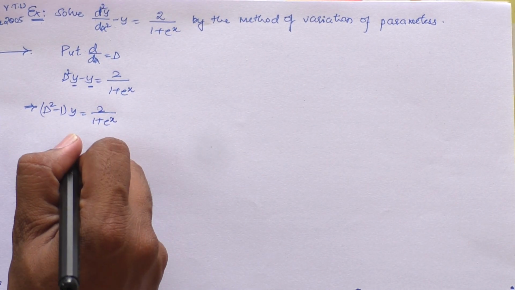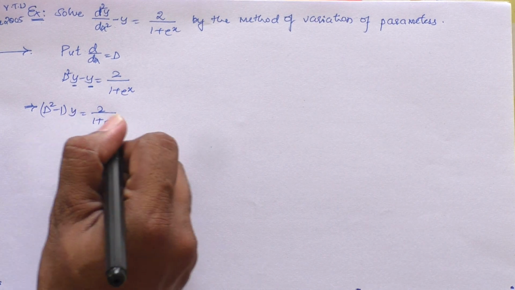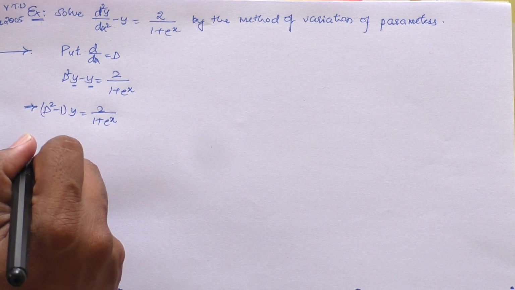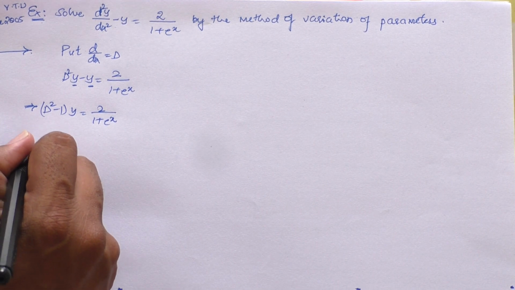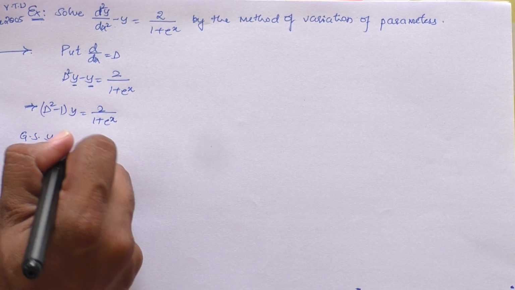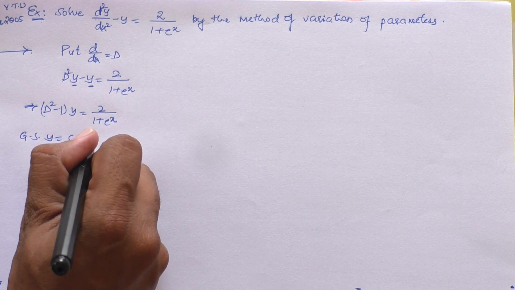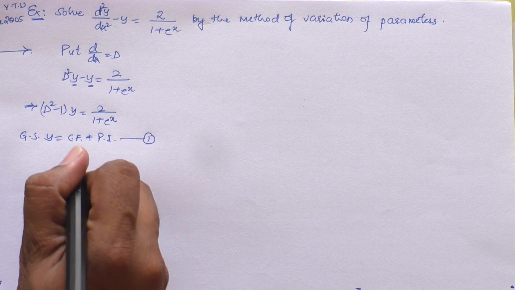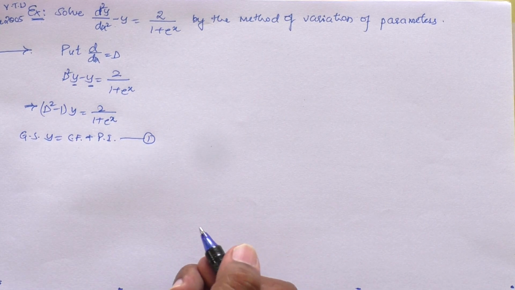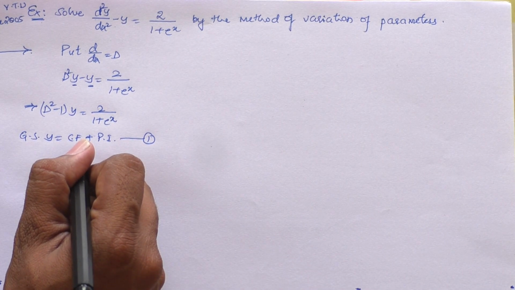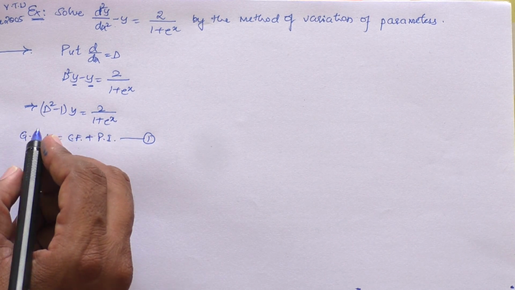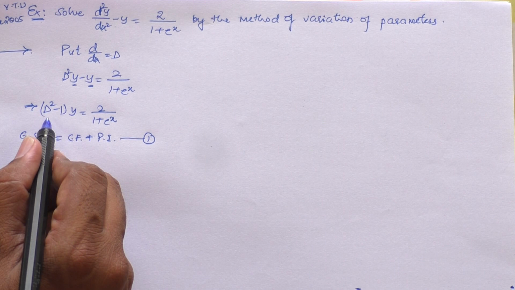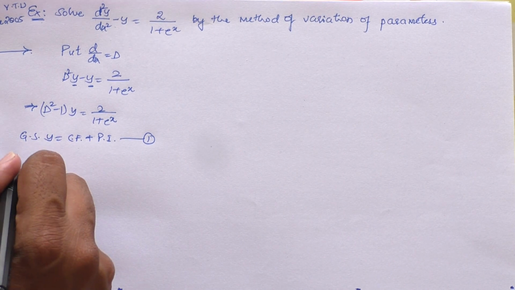Now it has y as well as x, so it is called a non-homogeneous equation. In case of a non-homogeneous equation, the general solution is y equal to CF plus PI. Let us find CF and PI separately. First let us find CF. For that, refer to the LHS. On the LHS we have D square minus 1, so replace D by m, and we get the auxiliary equation.